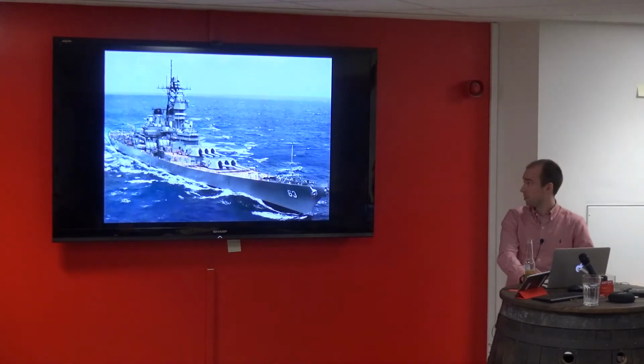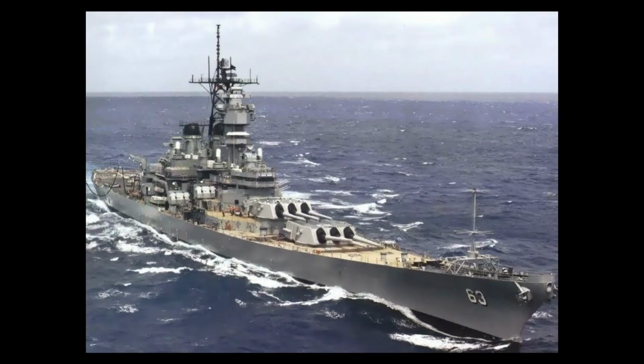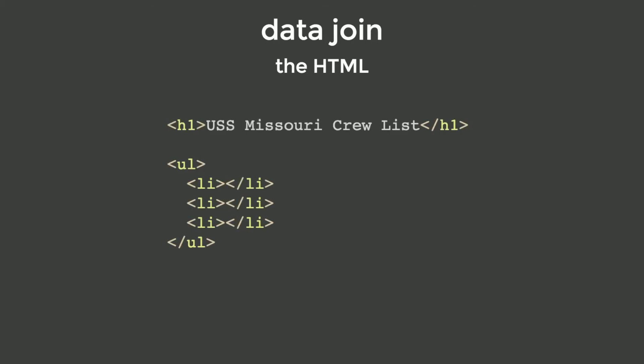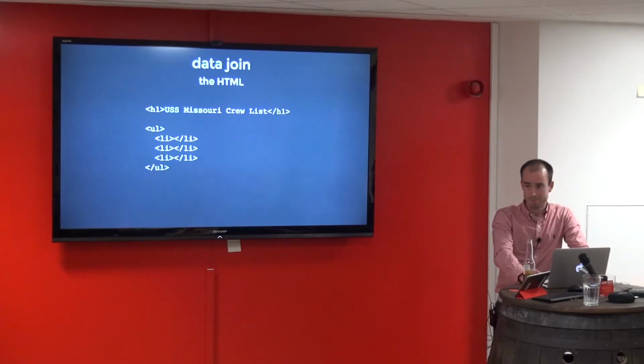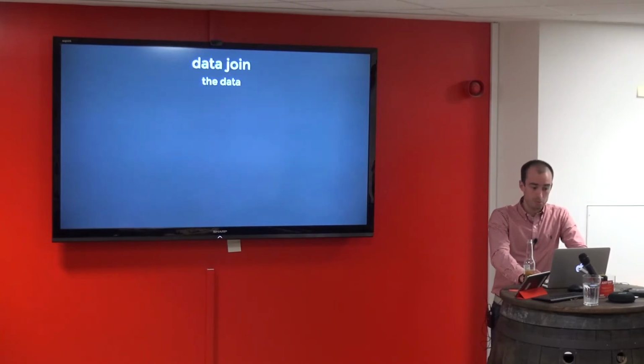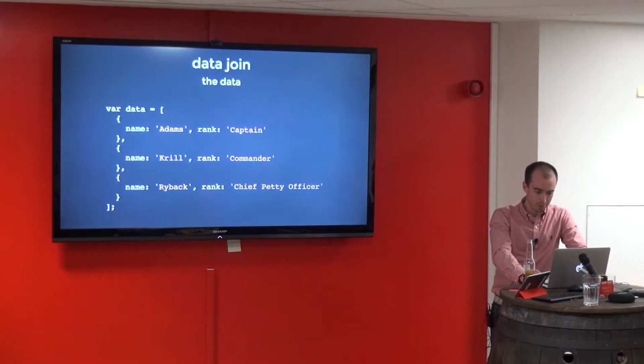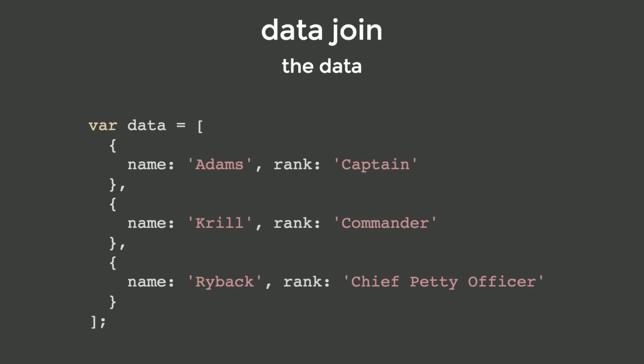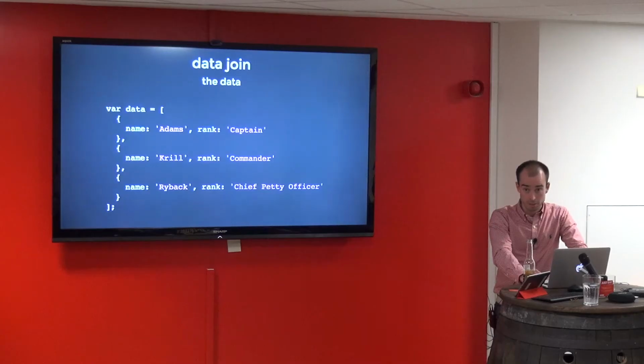So this all takes place on board the USS Missouri. Now, on board the USS Missouri, they want a crew roster. So we've got the HTML we're going to use for it. Everyone knows HTML. It's blank, but notice there are 3 list items. We've also got the data. So on board, the abbreviated list is Captain Adams, Commander Krill, and Chief Petty Officer Ryback.